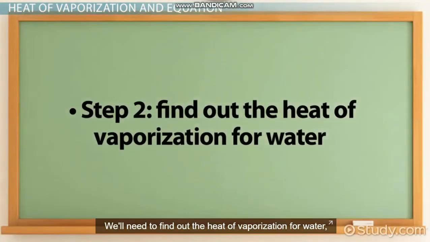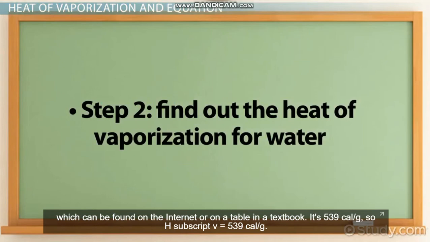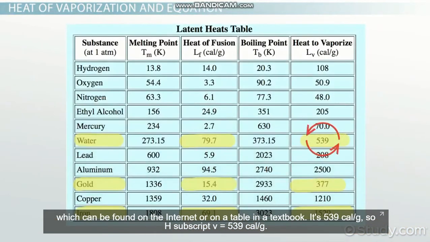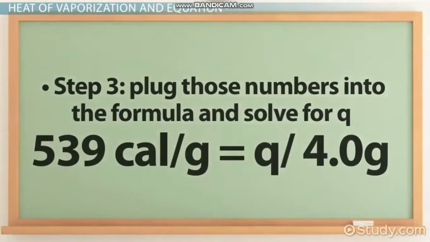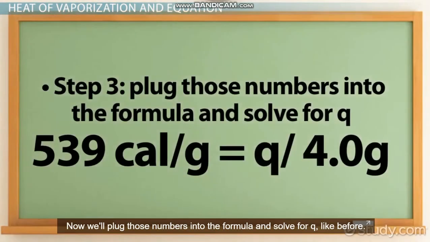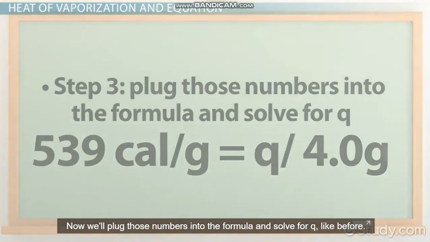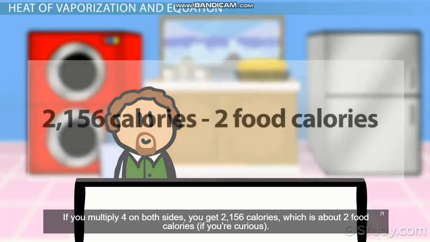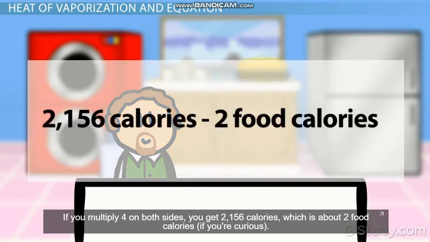Step 2. We'll need to find out the heat of vaporization for water, which can be found on the internet or on a table in a textbook. It's 539 calories per gram, so the heat of vaporization, or H subscript V, equals 539 calories per gram. Step 3. Now we'll plug those numbers into the formula and solve for Q, like before. If you multiply 4 on both sides, you get 2,156 calories, which is about 2 food calories if you're curious.